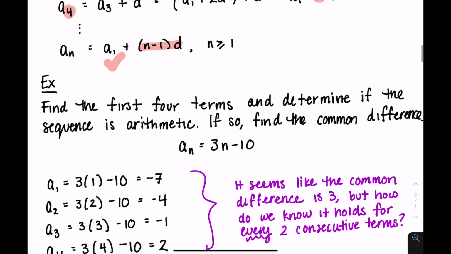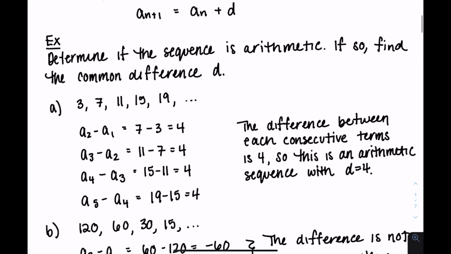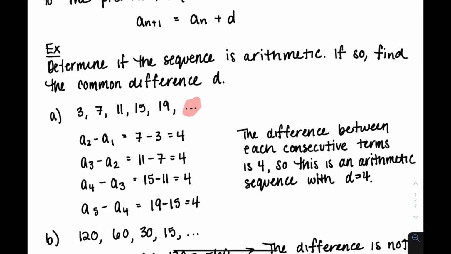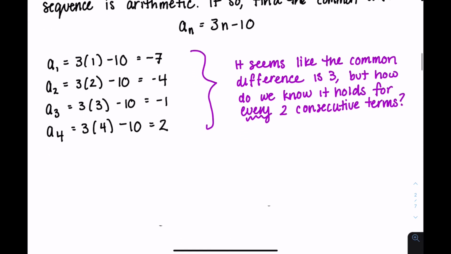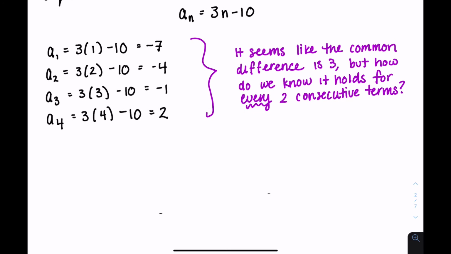consecutive terms? So back up here, this one was a little bit different. The dots tell you to continue on forever with this same pattern. But here, I'm just given that term. I don't know that it's going to continue on forever, and I can't feasibly test that. So what I want to do is go back to that formal definition.